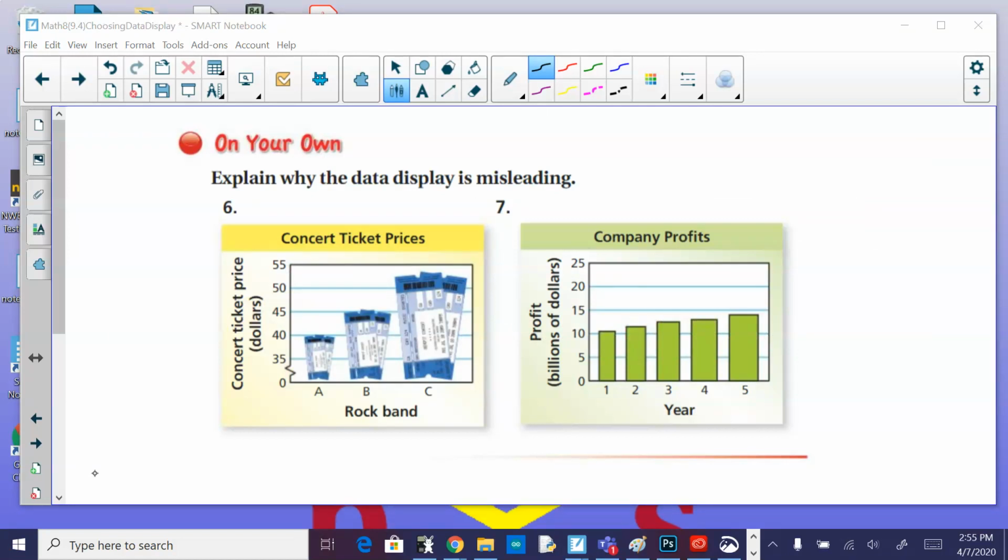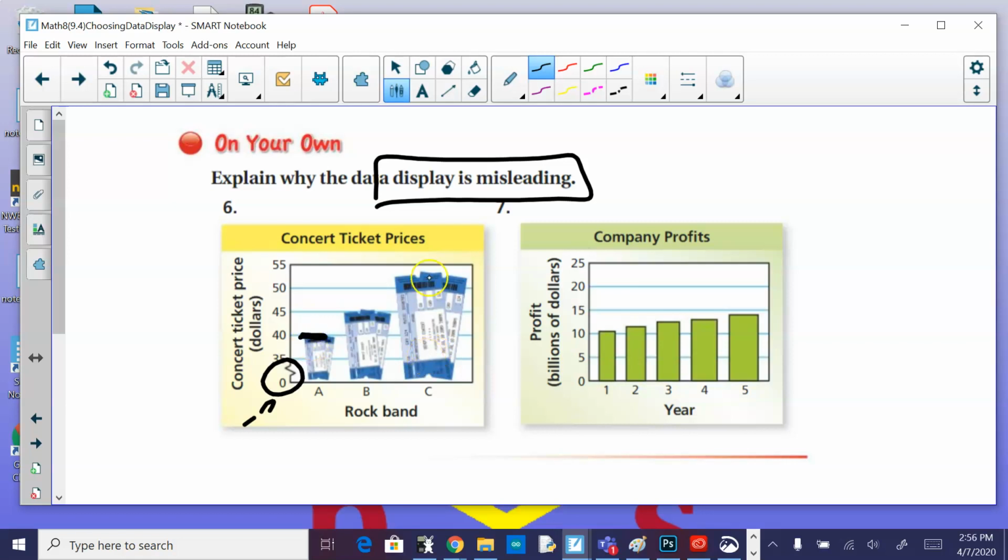Sorry, one more slide. This will be quick. Explain why the data display is misleading. Here we have concert ticket prices of 3 different rock bands. The first thing I notice is that there's a break here, so the y-axis is a little bit misleading. The second thing is that the size of the icons is different. These smaller icons and these larger icons are actually measuring the same thing. It shouldn't be that the size of the icon is different. If you look at this without looking too closely, you might think that rock band C had much higher ticket prices because their icons are so much bigger.